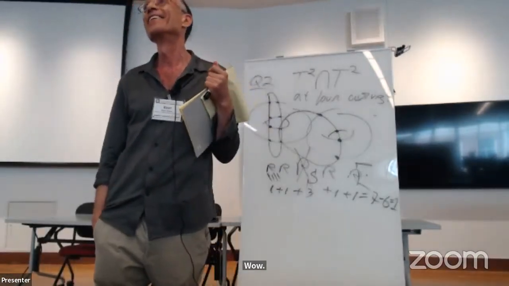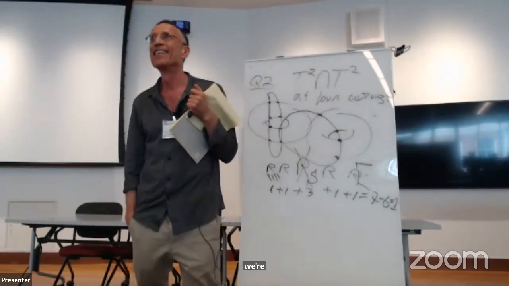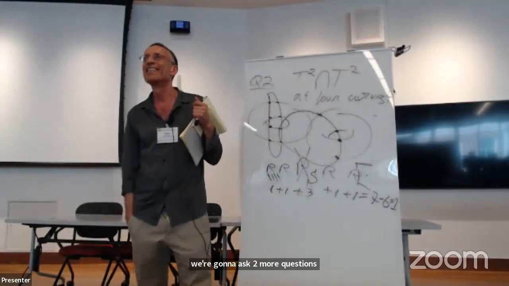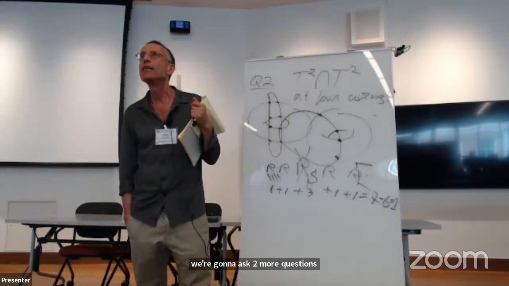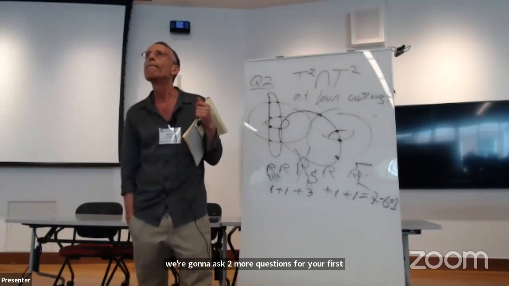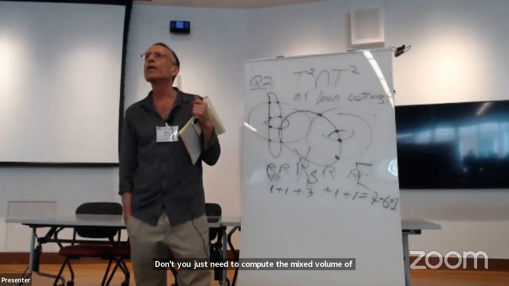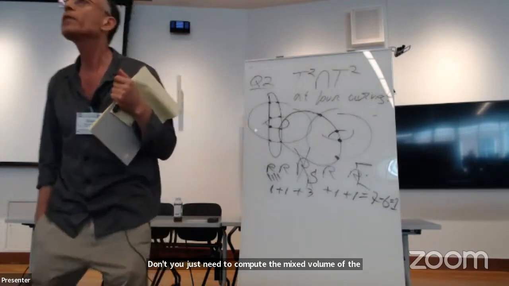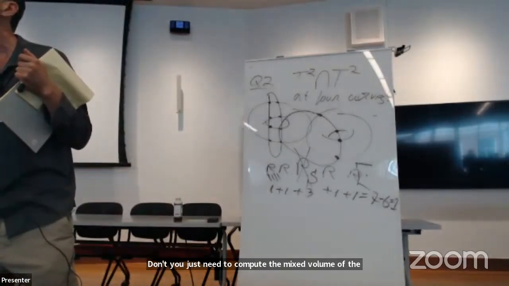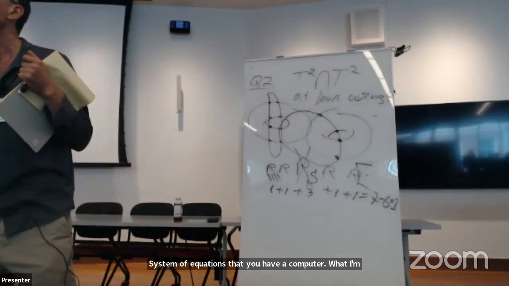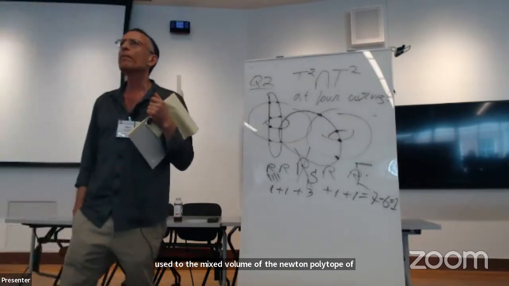Okay, we're going to ask 2 more questions. So for your first question on computing the number of solutions in the inverse kinematics problem, don't you just need to compute the mixed volume of the system of equations that you have? Compute what? I missed the mixed volume of the Newton polytope of the variety that you've described. So maybe you can explain it.